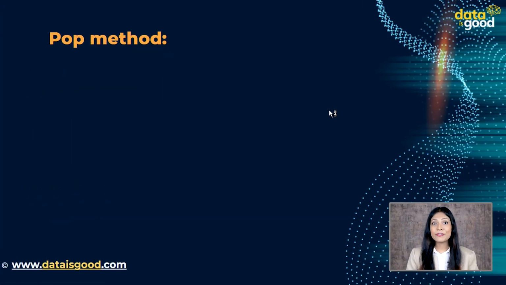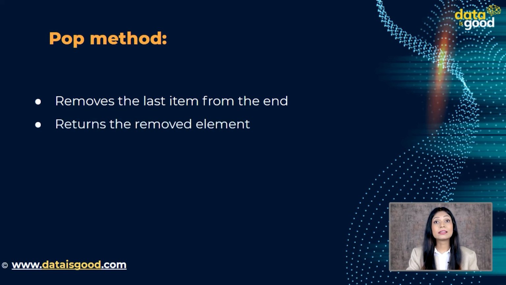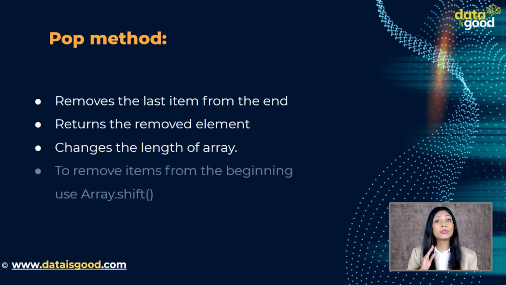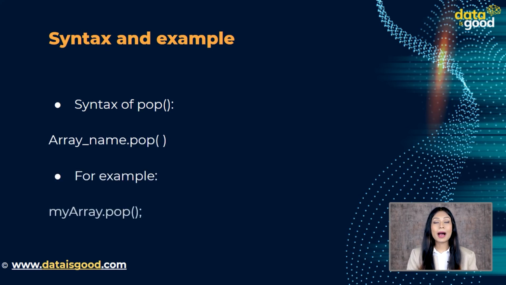It is time for the definition of our next method, which is pop. The pop method removes the last element from an array and returns that removed element. This method changes the length of the array. To remove items from the beginning of an array, use array.shift. Now let us see the syntax of pop. Array_name.pop. For example, myArray.pop. Here, myArray is the name of the array and the pop method is applied to myArray, which eliminates the last item from the array.